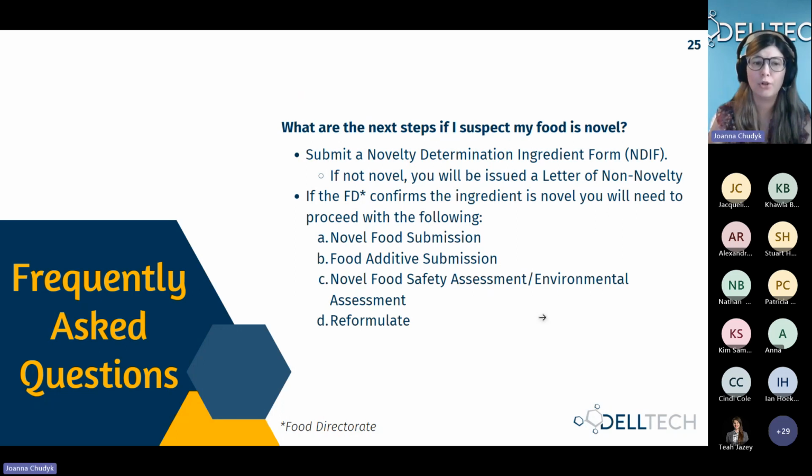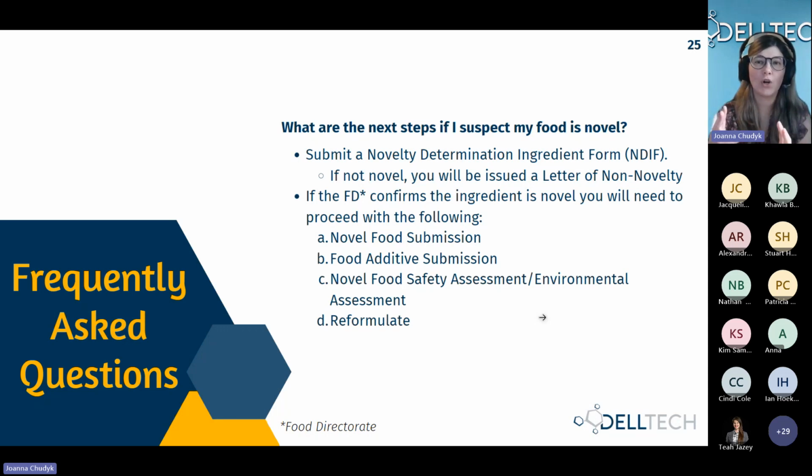So if it's not novel, you'll be issued a letter of non-novelty that you should keep on file. And this is confirming that your product itself is not novel. And there are sometimes some conditions of use as well, so that this ingredient can only be used in certain product types. So it's super important to stay compliant with whatever is issued in that letter. But if they come back and say your product is considered novel, then there are a number of steps you can take depending on what the ingredient is. That's a novel food submission, a food additive submission if you think the ingredient is a food additive, the novel food safety assessment and environmental assessment.